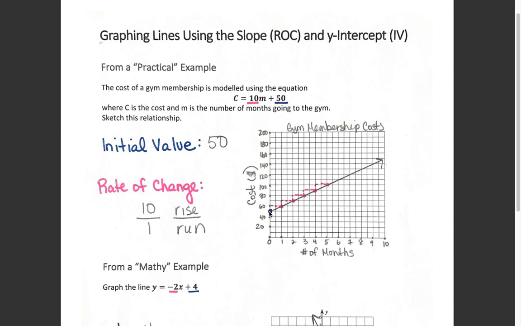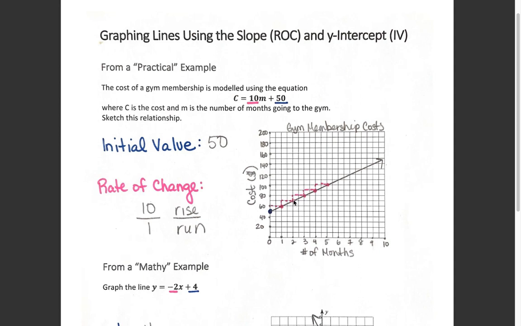Starting at the 50, I'm going to rise up 10. Again, I'm using the scale that I created to go up 10. And then I'm going to run 1. On my scale, 2 blocks is 1. So I'm going to rise 10, run 1, and that's where my next point is going to be, because we know that 60 is a point after 1 month. Then from that point, I can do the same thing: I can rise 10 and run 1. So there's my second point.